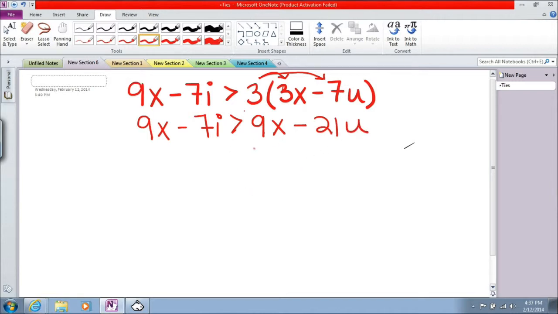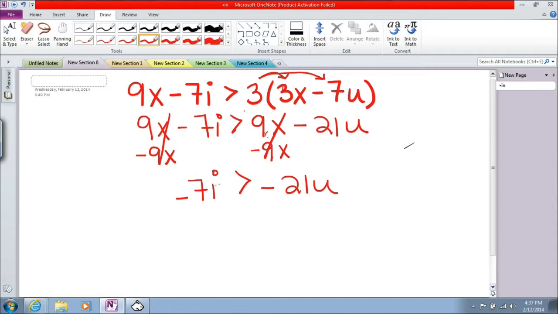And then another thing that we can do to simplify is we can balance out the 9x, or in other words, subtract 9x from both sides. So if I subtract 9x from both sides, positive 9x, negative 9x, they equal 0. So I have on the left side just negative 7i. And then again, 9x plus negative 9x equals 0. So on the right, I have negative 21u. So we're getting closer to a simplified inequality.